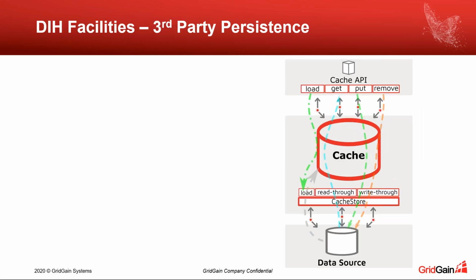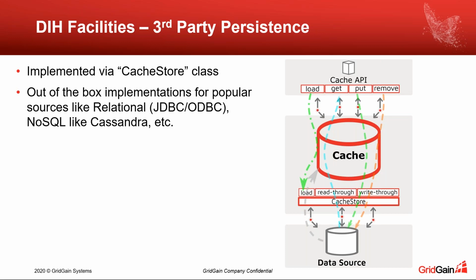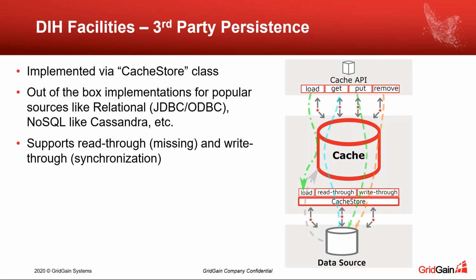Now, on the other hand, the third-party persistence option is implemented via an Ignite cache store class. These come delivered with Ignite for out-of-the-box implementations to popular SQL, relational, and NoSQL databases like Cassandra. It provides read-through for missing data and write-through for synchronization and cache preloading options. It's fully ACID transactional to the external persistence data stores.